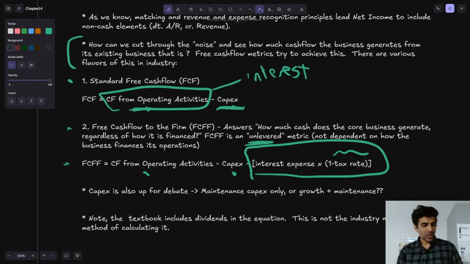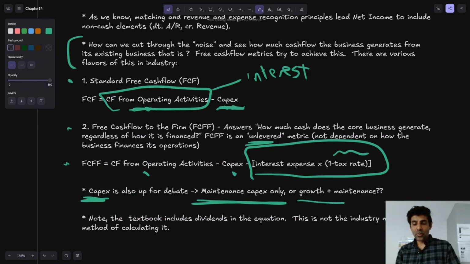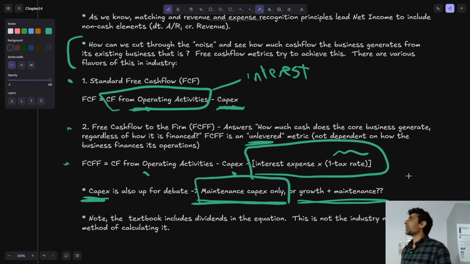Okay, and again, capex is debatable. Is it maintenance capex only, or is it growth plus maintenance? So this is a decision that you as a business analyst will make. What is the capex number I should use in my analysis? Now, how do you get just maintenance capex? Because again, the company, in the investing section of the statement of cash flow, may be investing for some huge growth, right? So how do you as an analyst decide how much of that is just to maintain the current business? Well, one way is you can look at depreciation expense.